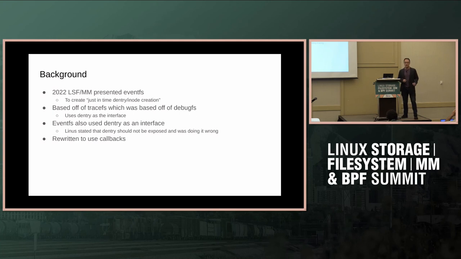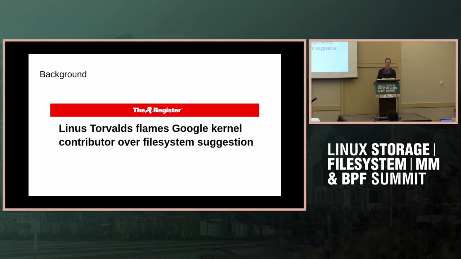So a little background for this. Back in 2022, I gave a little presentation here for what we did for EventFS, how we could do just-in-time creation of dentry inodes. And EventFS was kind of made up of TraceFS, which was based off of DebugFS. And that means it used dentry as its main way of handling objects. So EventFS used dentry because I thought that was the proper way to do it. Linus told me otherwise in some fun, nice ways of telling me.